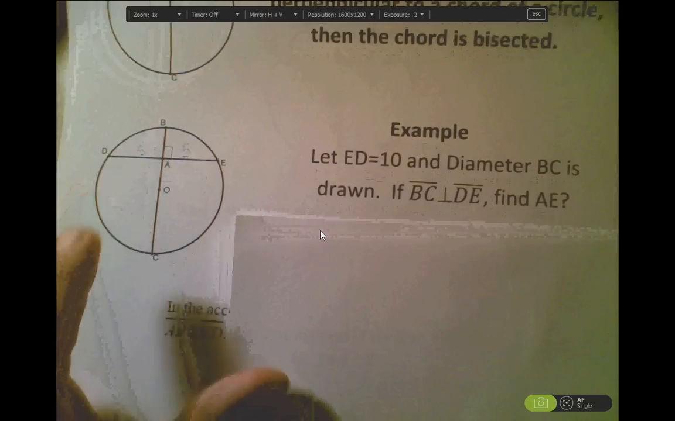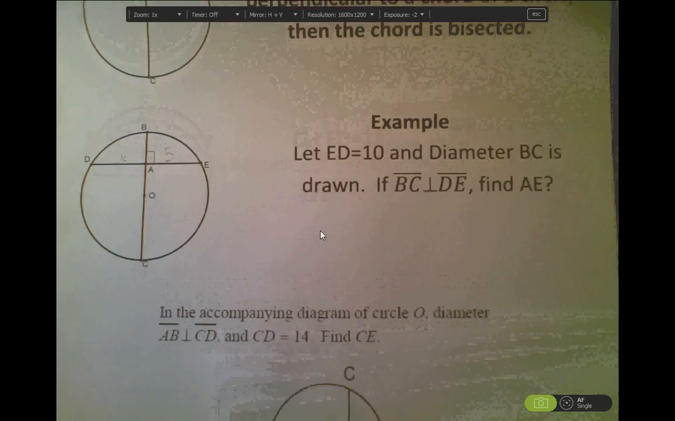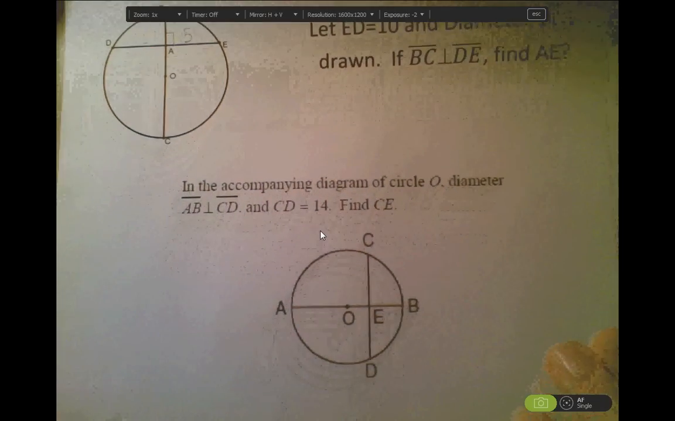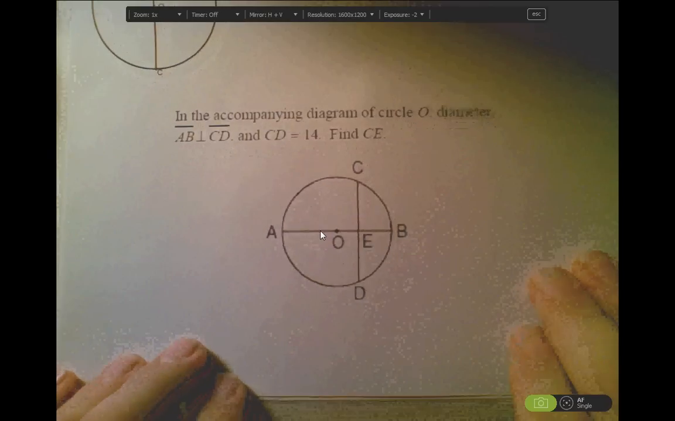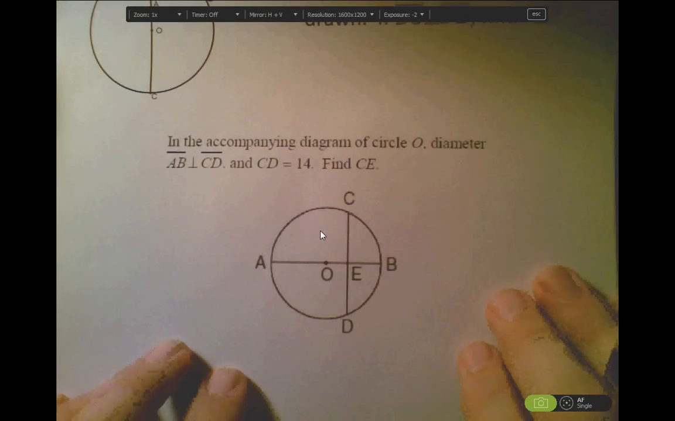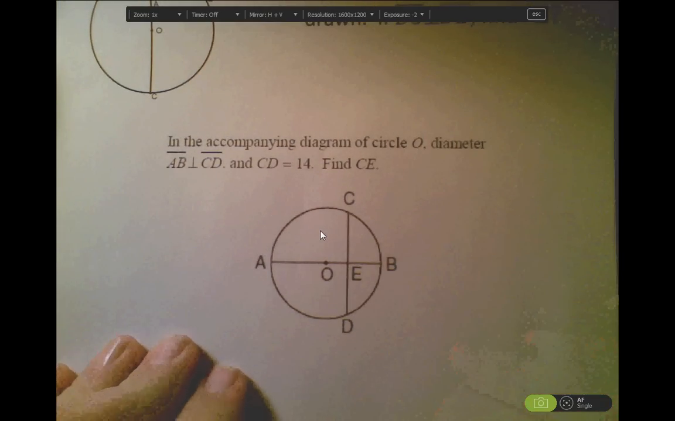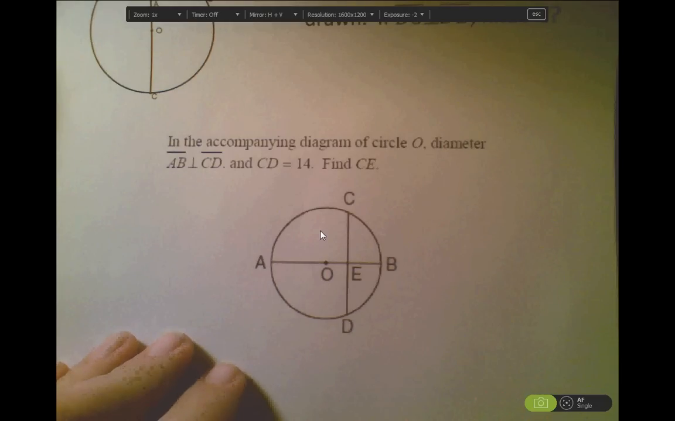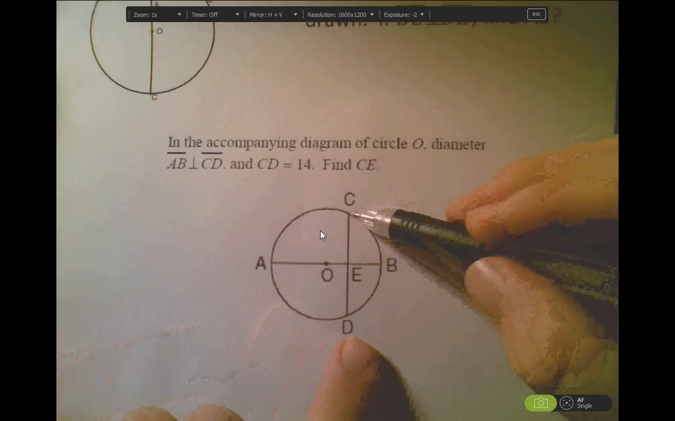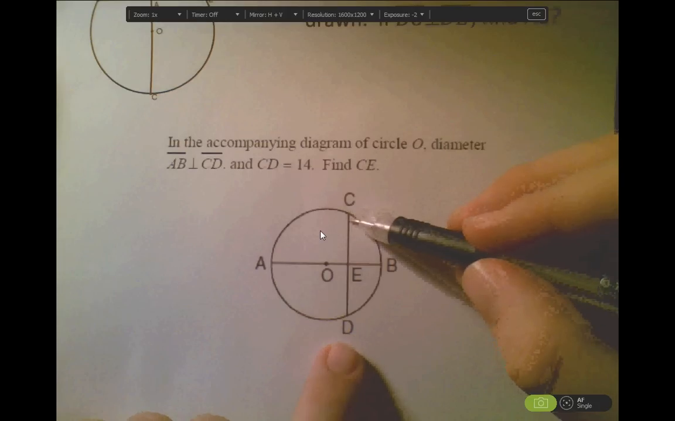Now, let's take a look at one more or two more examples, but these are questions that come from the New York State Regents exam. Now, they have been putting one of these on every single exam, so I want to make sure that you guys fully understand this topic. CD is equal to 14.